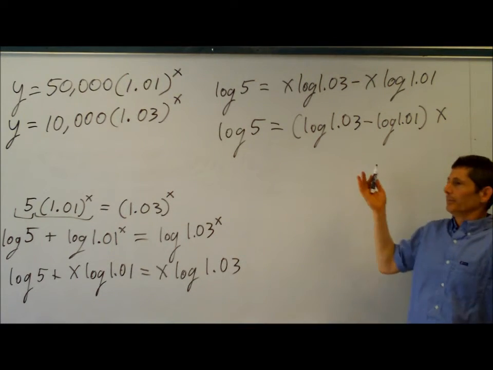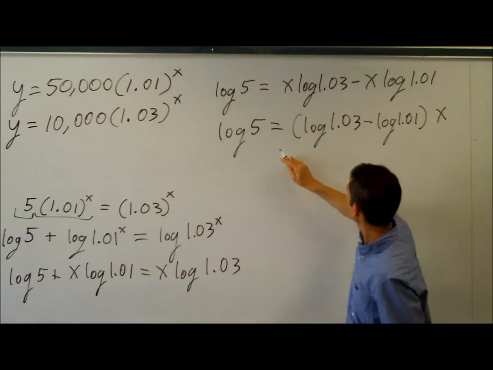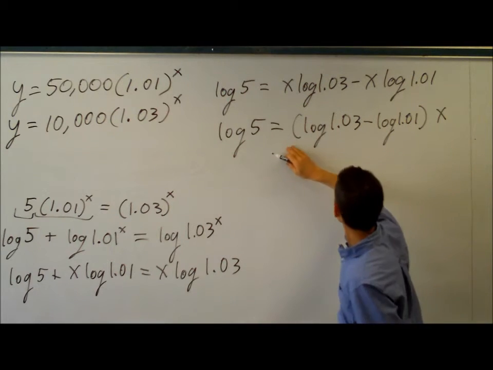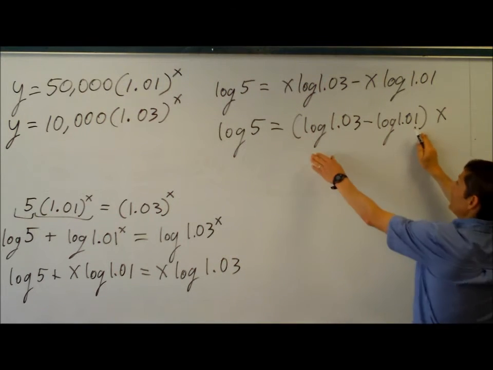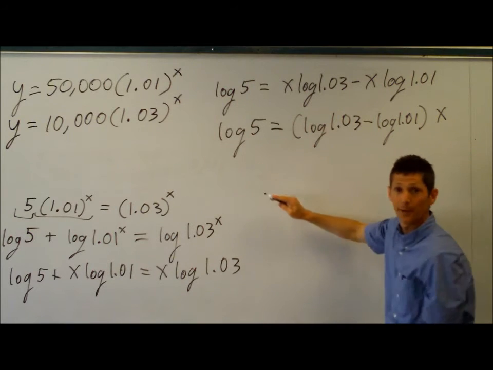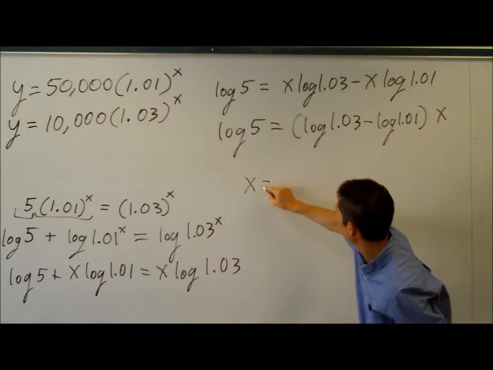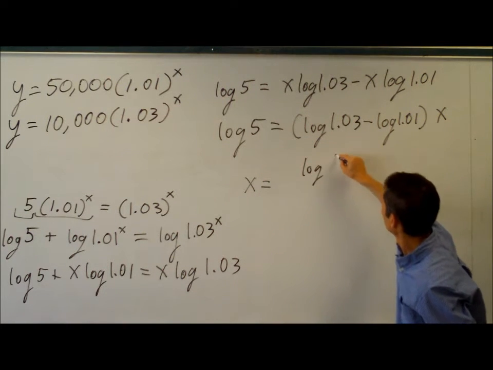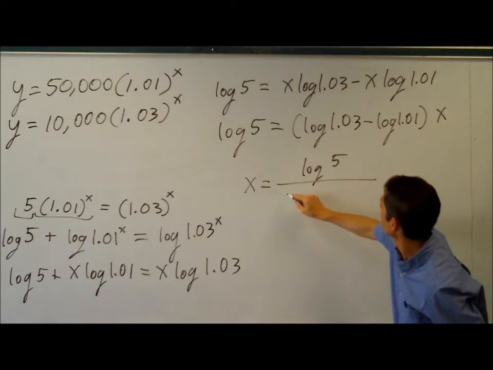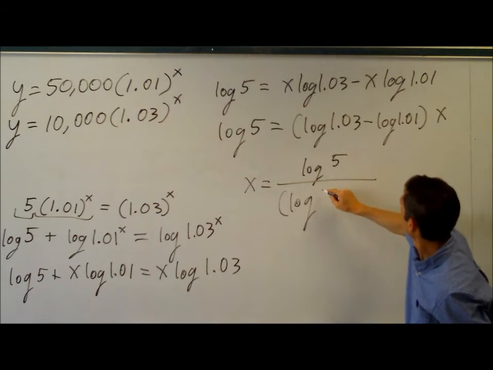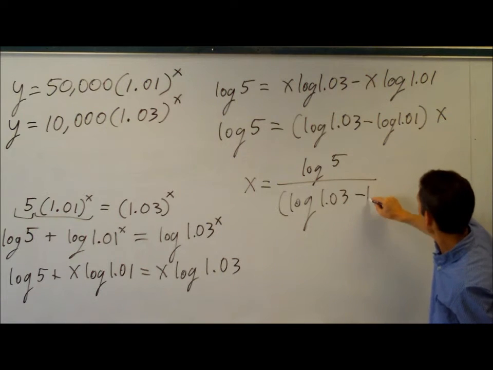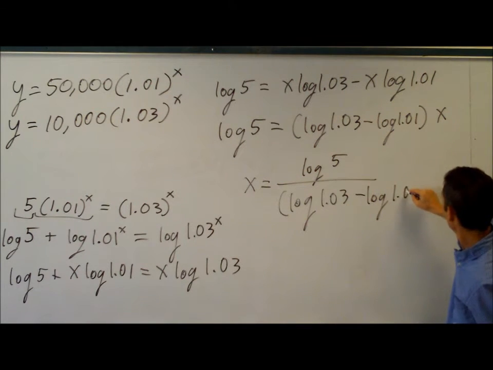Now can I just hurl that in my calculator? Absolutely. It's really just going to be, I'm going to divide both sides by this whole huge long thing. Basically, this is going to end up underneath my log 5, so I'm going to write the whole thing here. Fantastic. x equals log 5 divided by this whole thing, log 1.03 minus log 1.01.